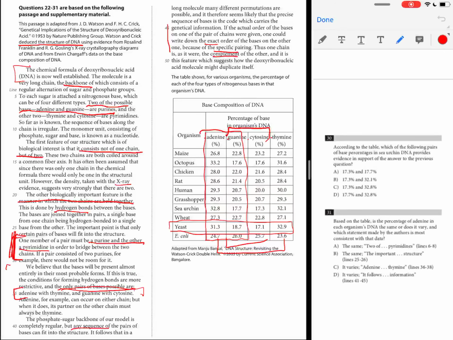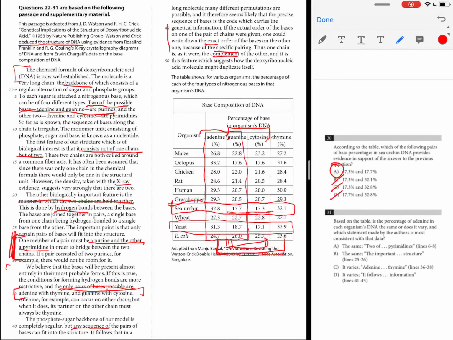30. According to the table, which of the following pairs of base percentages in sea urchin DNA provides evidence in support of the answer to the previous question? I'm going to want to look for sea urchin DNA. And then it's either going to be the 2 on the inside, remember these 2 that are going to match, or the 2 on the outside. So it could be 17.7 and 17.3, or it could be 32.8 and 32.1. So these ones are all a mix of the 2. It's not going to work. These 2 are the ones that are closest together. Indeed, I have 17.3 and 17.7, so the answer for 30 will be A.